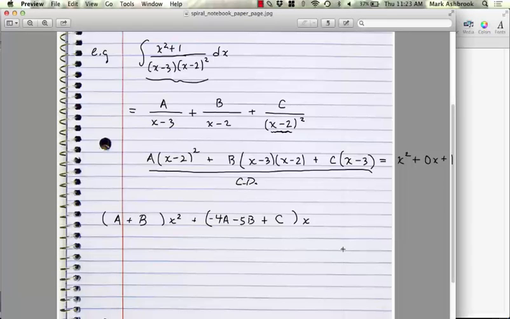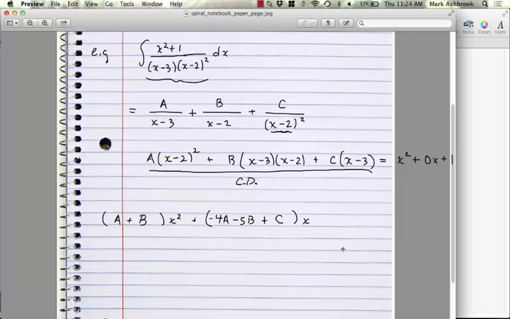So what are we doing? We're multiplying this whole thing out and gathering the x squareds, and then gathering the x's, and then gathering the constants, so that we find out what those coefficients are. We know what those coefficients need to be, right? We know they need to be 1 for x squared, 0 for x, and a constant of 1.